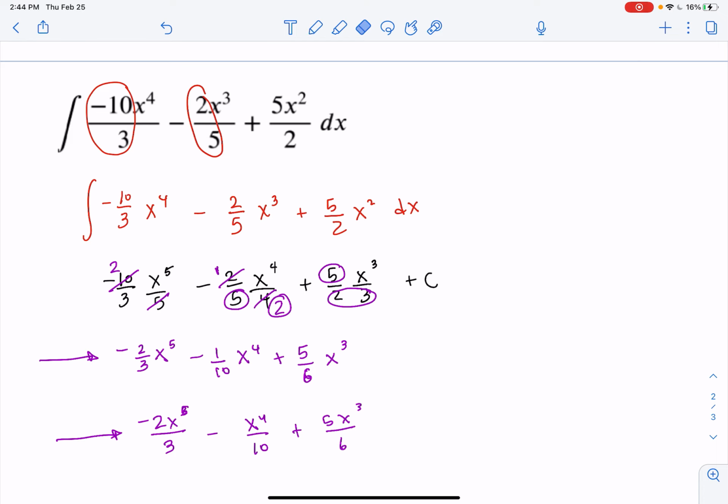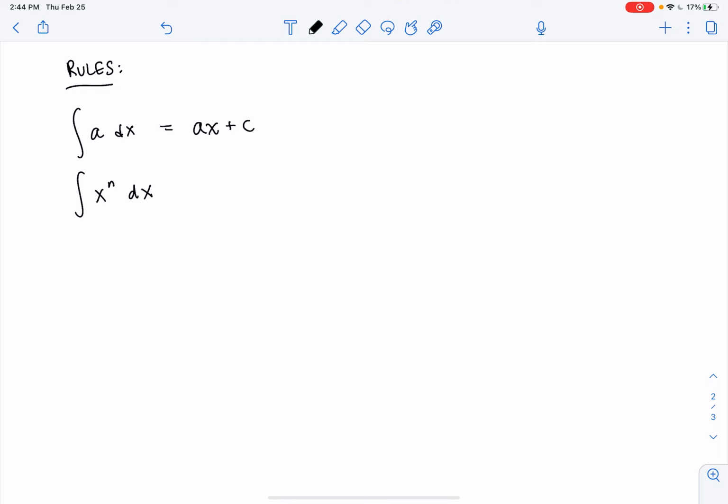Okay, let's introduce a few new rules so we can do more interesting problems. So here are our rules, or our formulas so far for integrals. We have the integral of a constant is that constant with an x plus c. We have the integral of the power rule, which is x to the n plus 1 over the higher exponent plus c. And now we're going to introduce a few more.